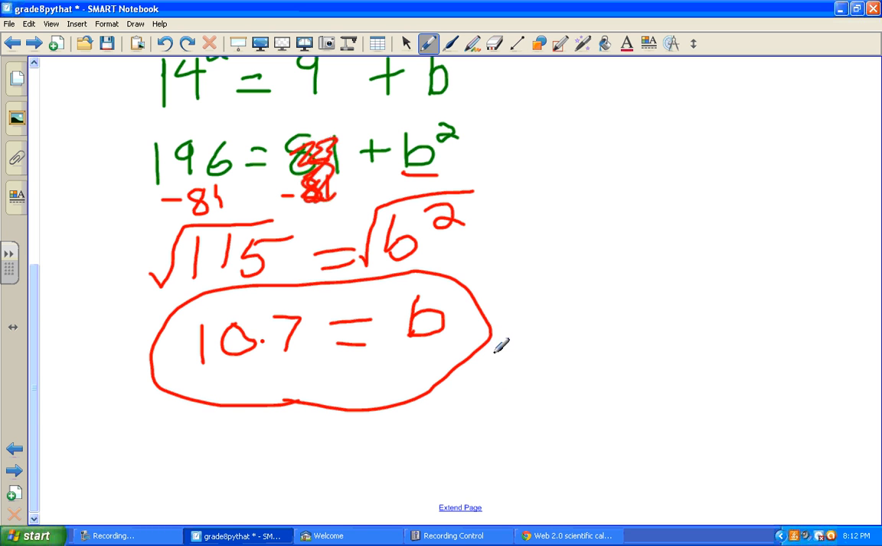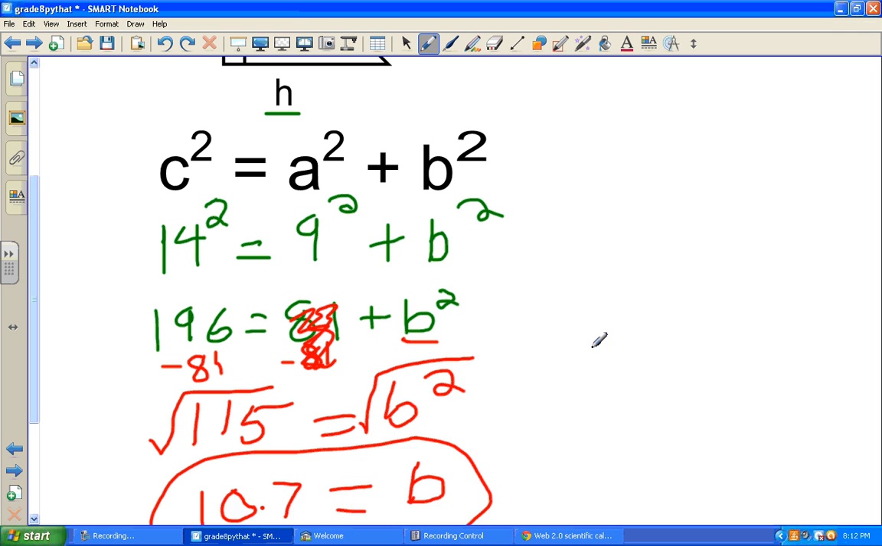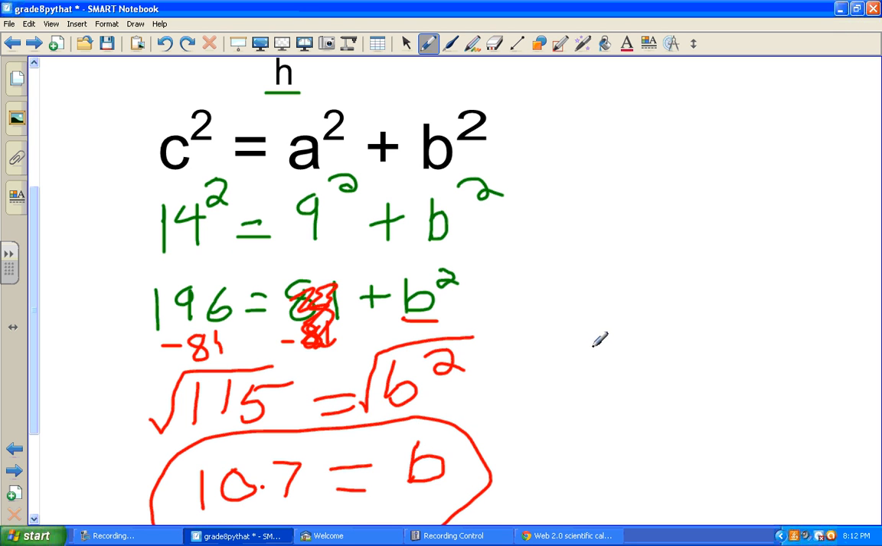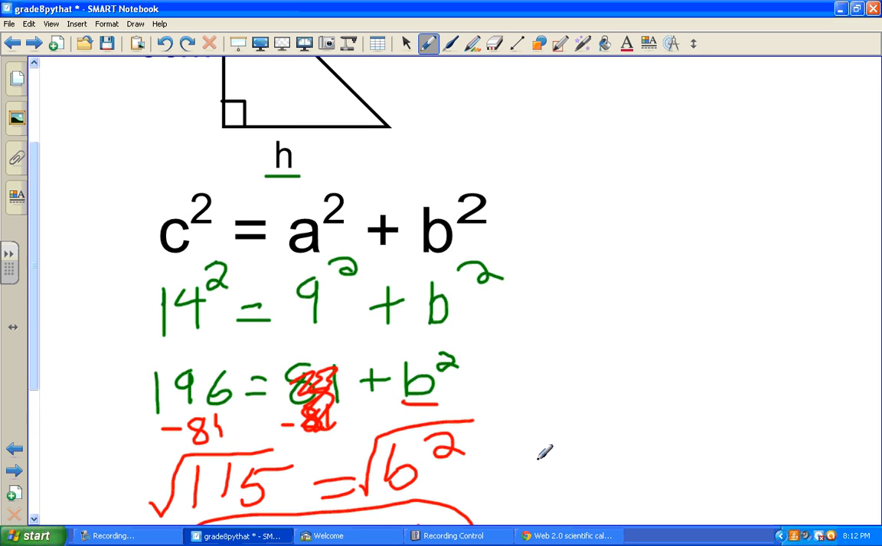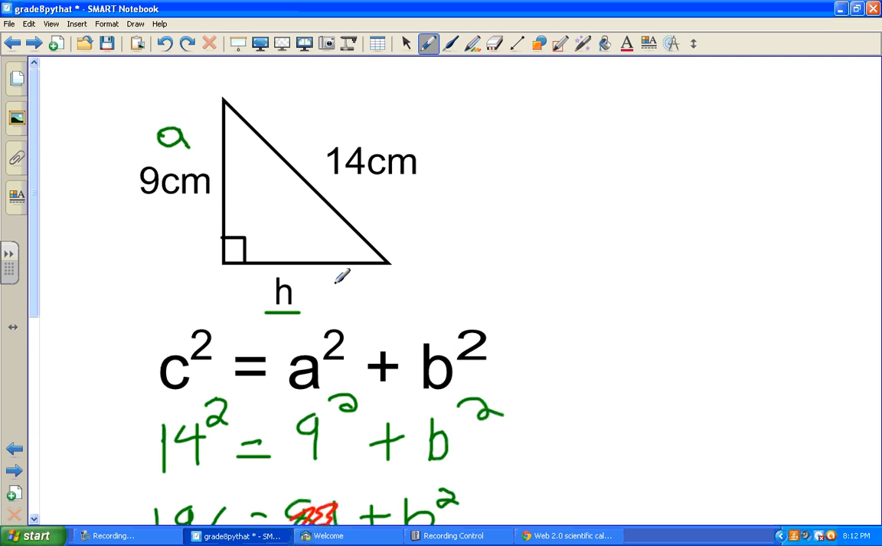Now if I go back up, remember I told you that the hypotenuse had to be the longest side? Well, this one's 10.7, and don't forget to put in your centimeters, of course. If I go back up here, this one will be 10.7. So both of them are shorter than the hypotenuse, so we know that it could be a possible answer.